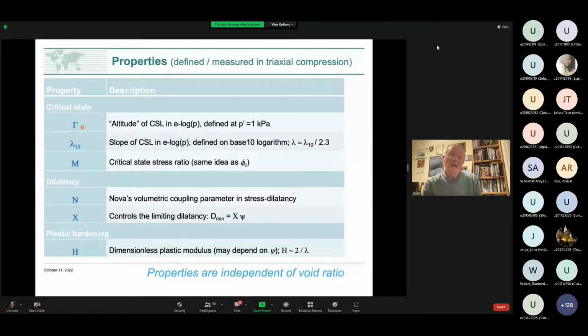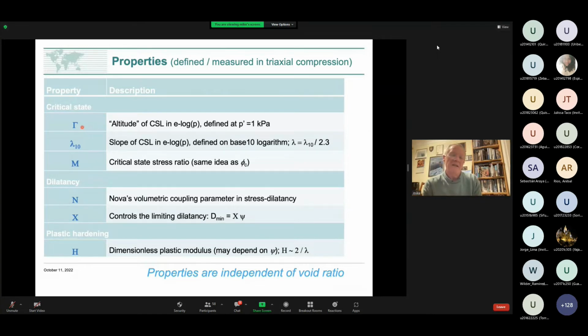M is the critical stress ratio, and this is the same idea as phi CV or phi C, call it what you will. This is the friction ratio in the critical state. There are two other properties, and you're probably all familiar with those things I've told you, if any of you have dabbled with critical state. The two other properties come along. We actually find that there's some volumetric plastic work. And Nova came up with a simple representation of that, and I'll show you that in a moment. And that is given the property N.